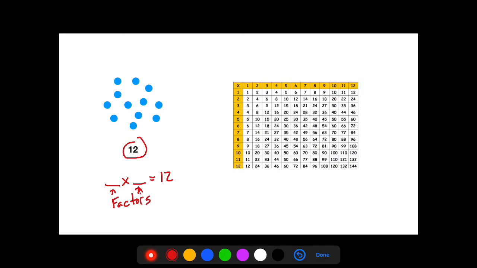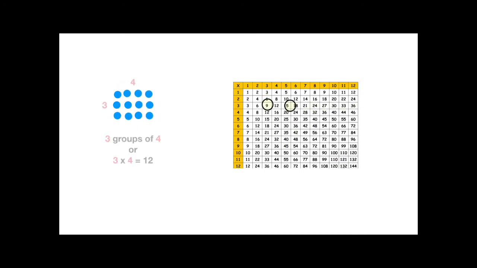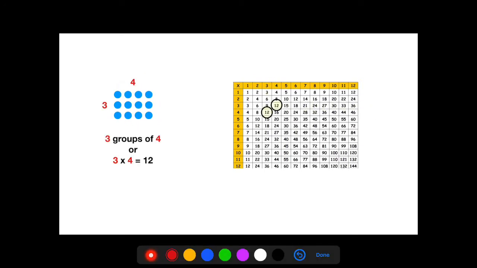So one way to think about factors is that to get factors, you have to arrange the dots. I'd have to arrange my dots up here into an array so that we have equal groups, because multiplication is all about equal groups. So let's see if we can get those into an array. So there's one way we can put 12 into an array. We've got three groups of 4 here.